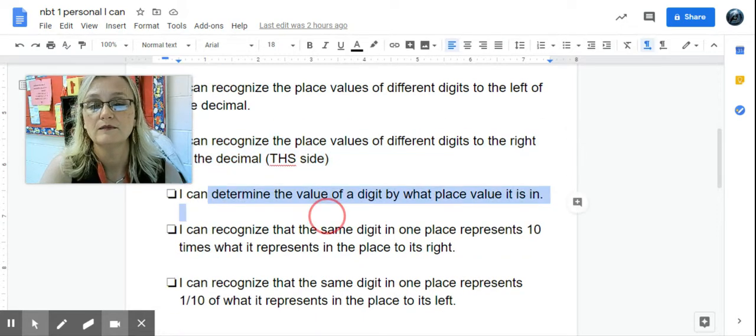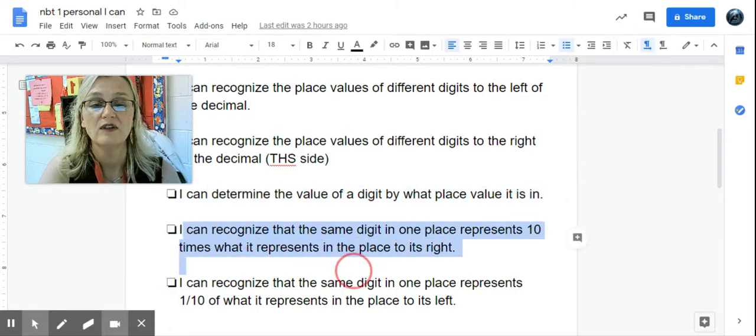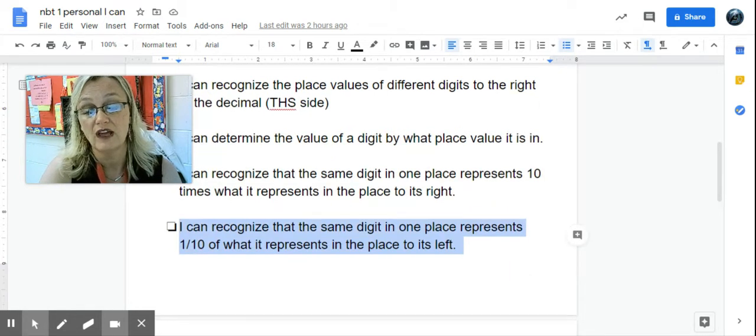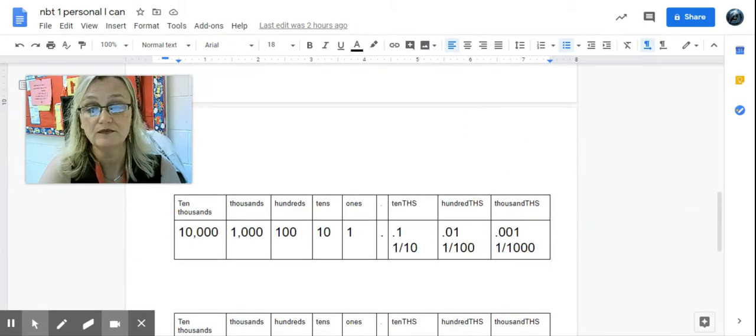Your next one is: I can determine the value of a digit by what place it is in. I can recognize the same digit in one place represents 10 times what it represents in the place to its right. And I can recognize that the same digit in one place represents 1/10 of what it represents in the place to its left. So those are your personal I can statements. You do have a copy of this on Google Classroom under Materials.